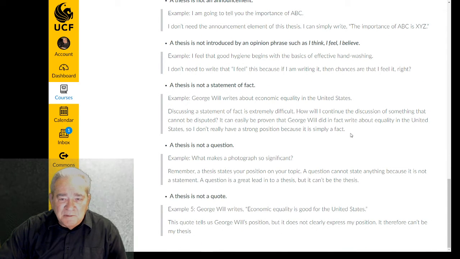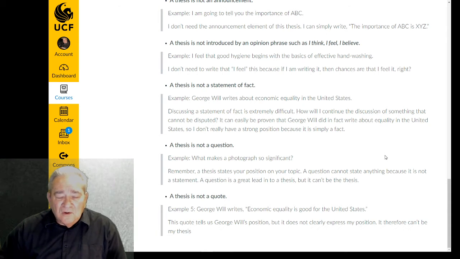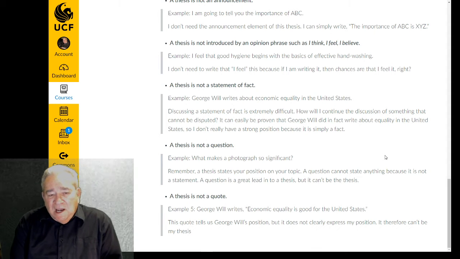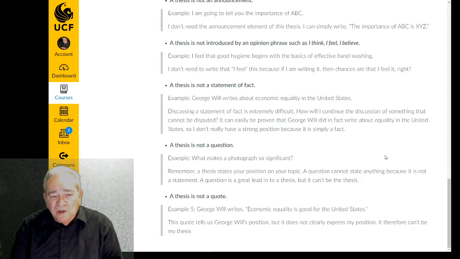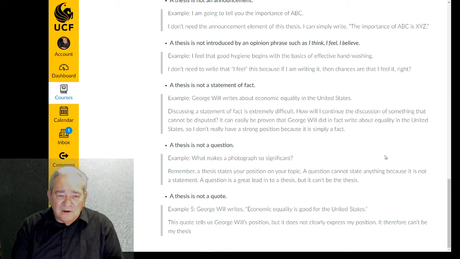A thesis is not a statement of fact. A thesis is not a question. Now, I think I've raised this in class that there are times when you can use a question as a thesis statement. That's usually when you use what's called a rhetorical question. That is one where an answer is not expected. The question is asked, but it's only asked from the standpoint of something that you already have an answer for, and people know that you have an answer for it. So you're not expecting to get an answer.